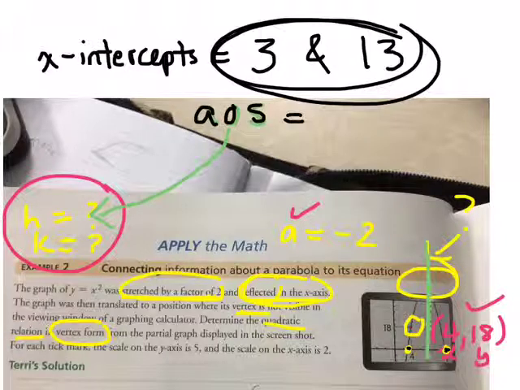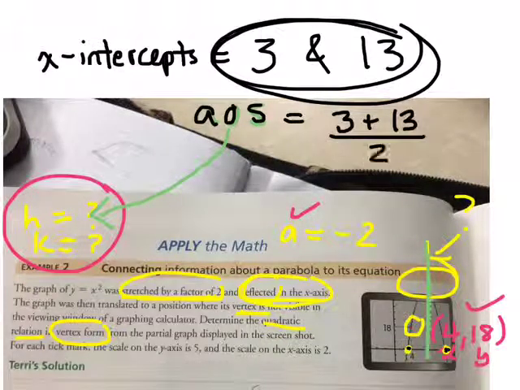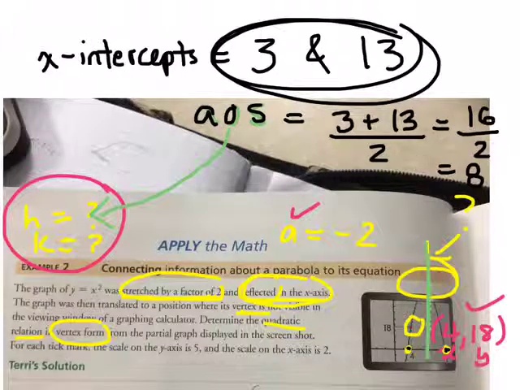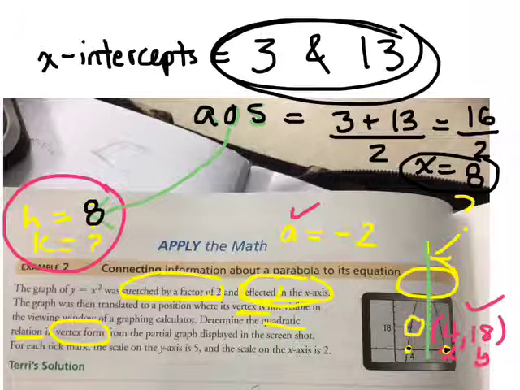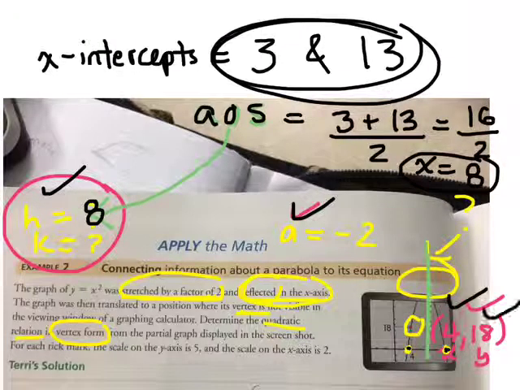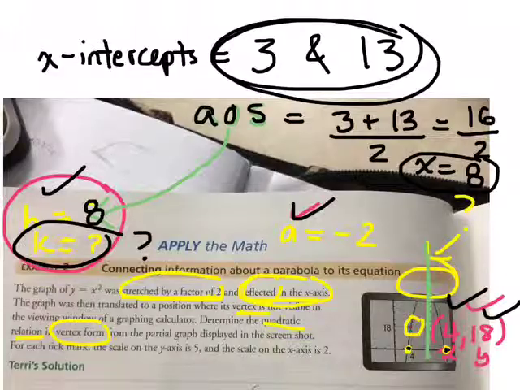How do we find the axis of symmetry, which is the midpoint of the x-intercepts? You said it earlier. 3 plus 13 divided by 2. Good. What's 3 plus 13? 16. What's 16 divided by 2? 8. So x equals 8, which means that h is equal to 8. Now I know h, I know a, I know x and y. Can we find k? Yeah.